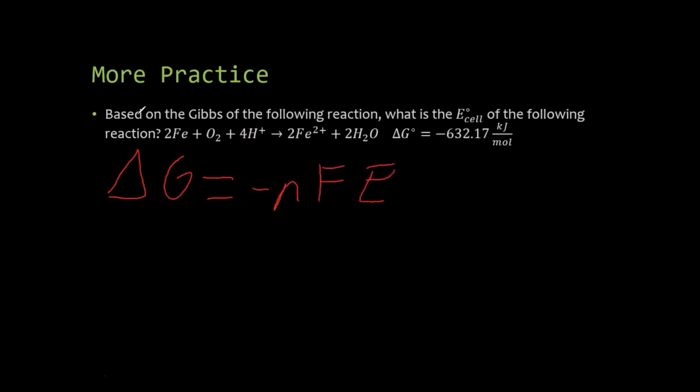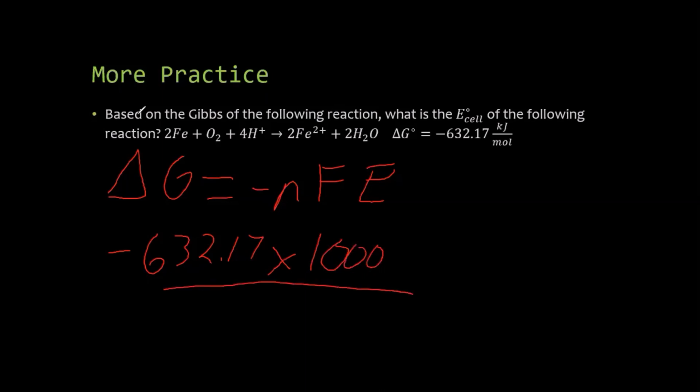So the only thing we have to keep in mind is 632.17. First things first, we have to multiply by 1,000 to get kilojoules into joules. Then we're going to divide by negative N and Faraday's constant, which is 9.6485. Now, the only question you need to know right now is what is the amount of electrons?